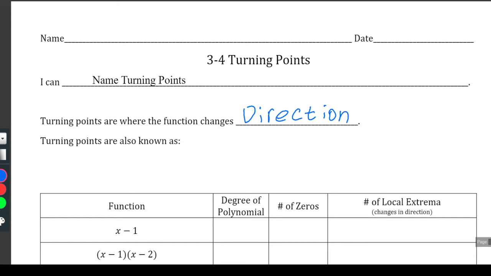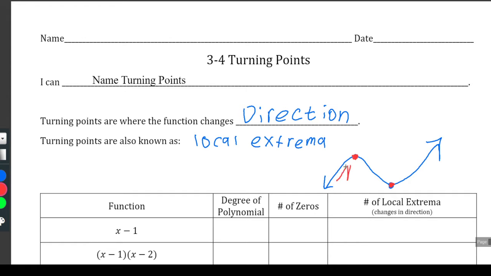Turning points are also known as local extrema. So, what do I mean by local extrema? If we draw a simple function right here, local extrema are these little bits where they change direction, where the slope is 0. We'll change color to highlight this. These points are the local extrema, or the turning points. It's when a function changes from increasing to decreasing, or from decreasing to increasing.